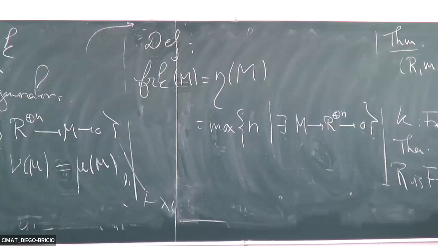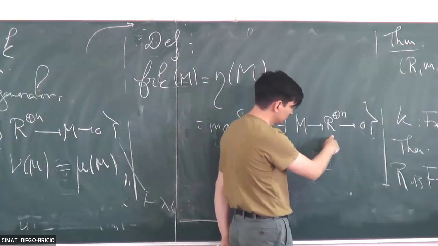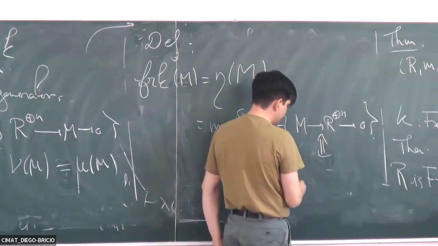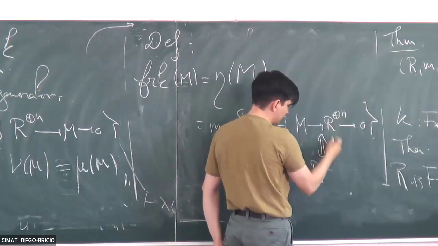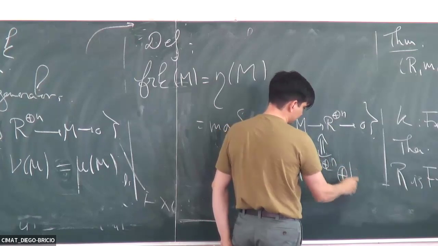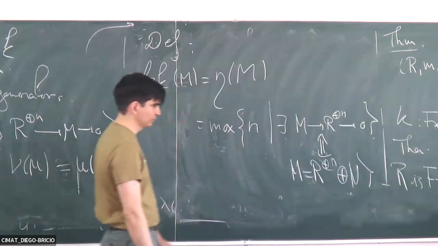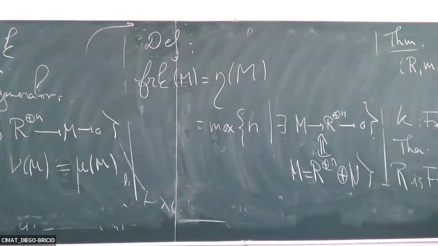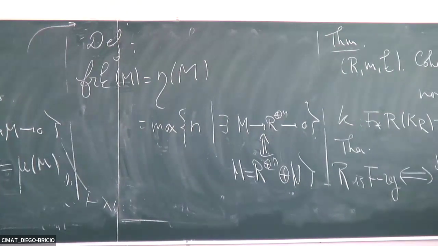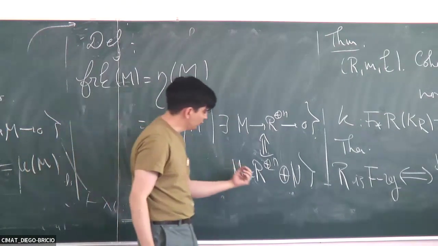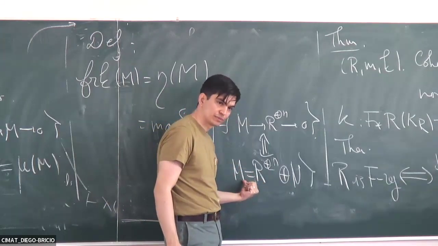Okay. So why is this called the free rank? It's because this is a projective module, right? And so writing this is the same thing as saying that M has this as a direct sum. So this is literally the largest rank of a free module that you can split out of M. Okay.